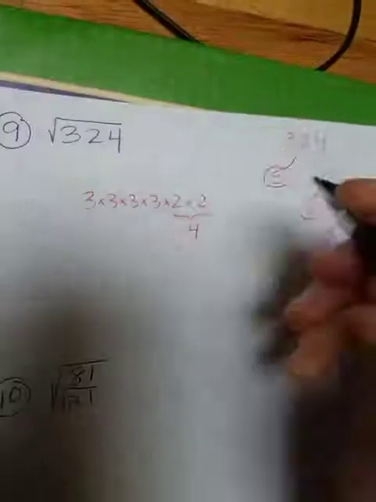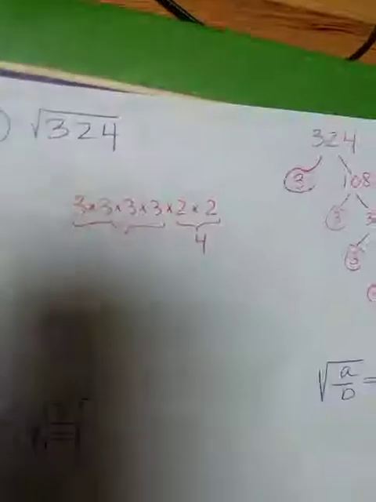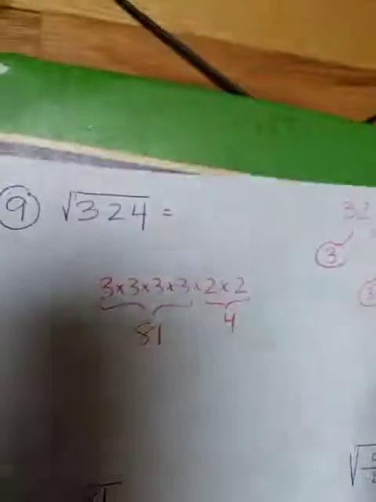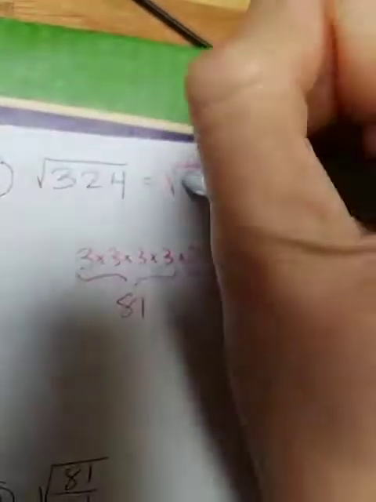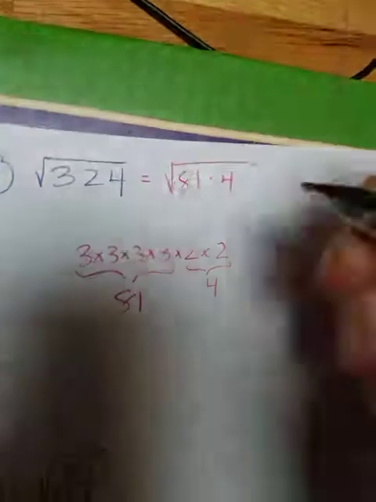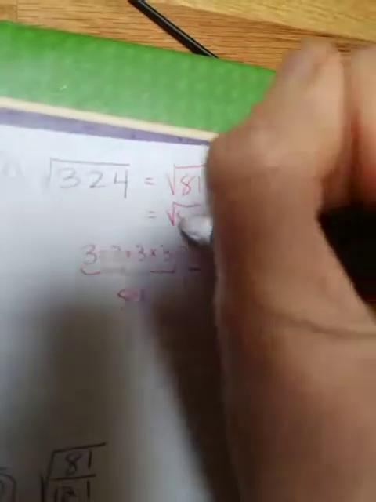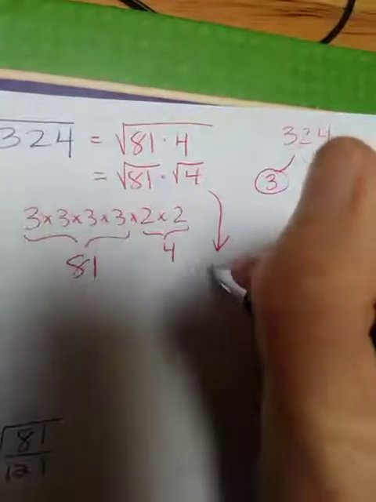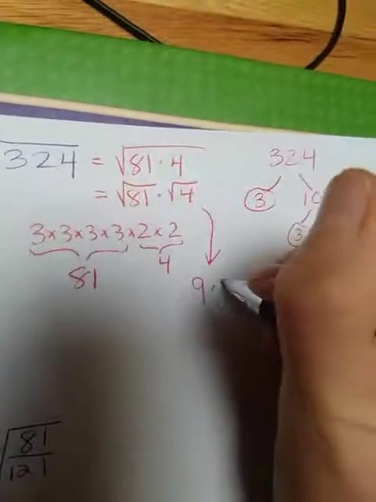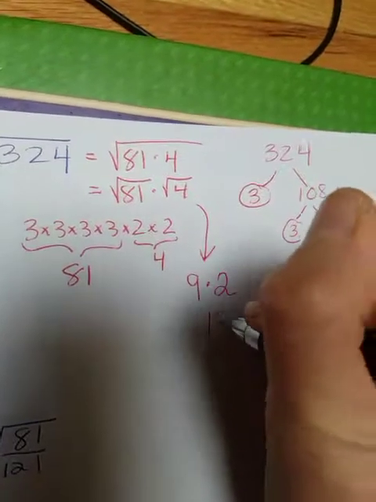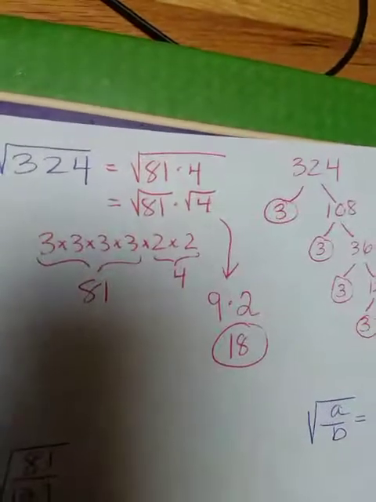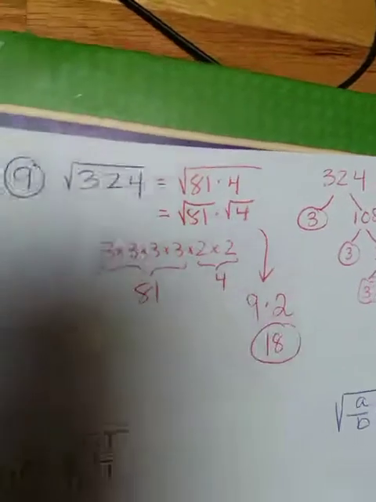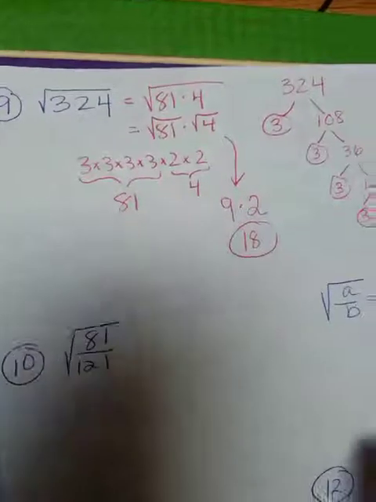So let's just do a little bit of math. 2 times 2 is 4, and 3 to the 4th power is going to be 81. So really I can rethink the square root of 324 as 81 times 4. When I am multiplying two numbers under the radical, we can take the square root of each. The square root of 81 is 9. The square root of 4 is 2. 9 times 2 is 18. And if you check on your calculator, 18 times 18 is 324.